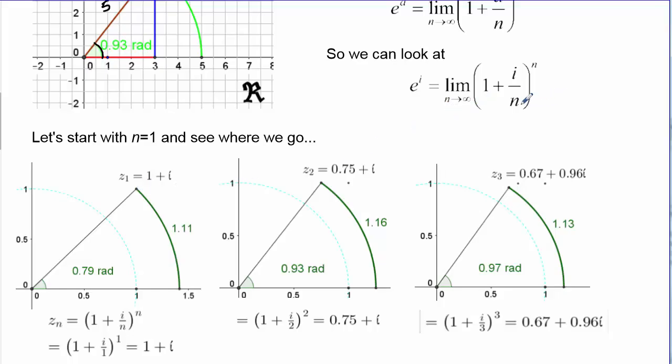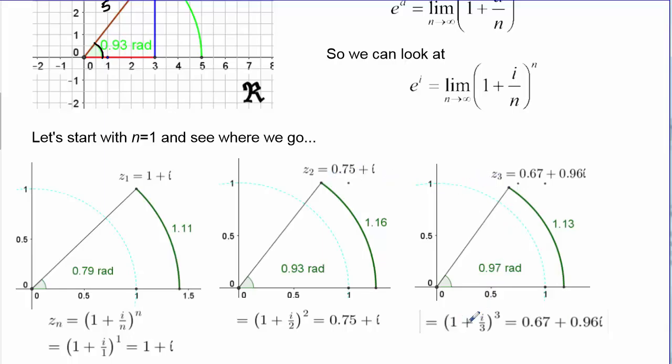If we then start changing n and increasing it, we're going to see this number move and eventually end up at e to the i. So let's look at z2. If we put 2 in for n, we get i over 2 and square it, and we end up by doing a binomial expansion here of 0.75 plus i, and we move from this point here, which was the original when n was equal to 1, we move to z2, which is this point here. Let's keep going.